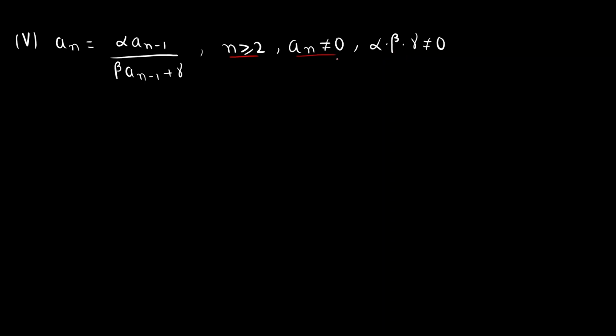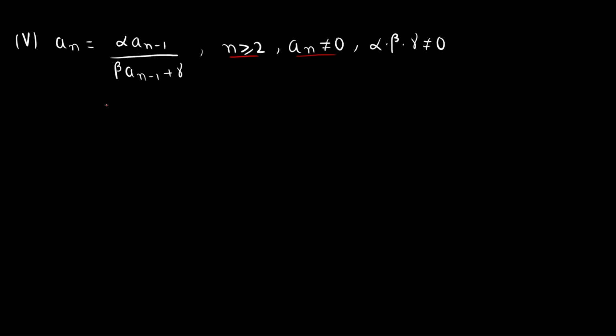If alpha is 0, an will be 0. If beta is 0, it is nothing but an is equal to alpha by gamma times an minus 1, which is nothing but a GP, which is obvious. And again, if gamma is equal to 0, an is a constant. We want to solve this recurrence with all these constraints. That is why we don't want any of them to be 0.